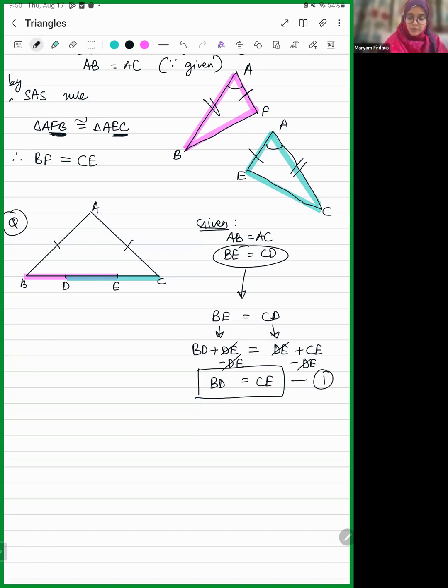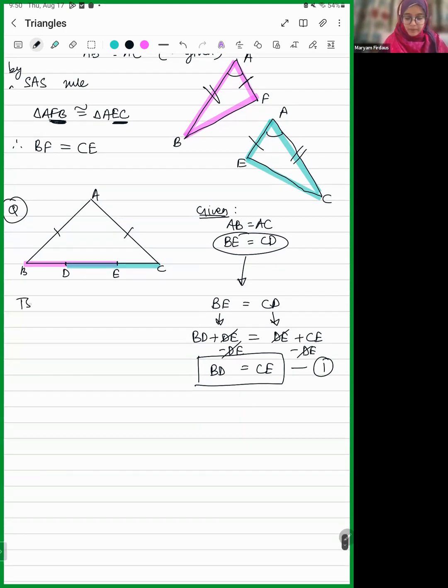Now what we have to do is show that the distance from A to the point D is equal to the distance from A to the point E. What does that mean? We have to show that AD is equal to AE. This is AD and this is AE. We have to show that these two are equal.